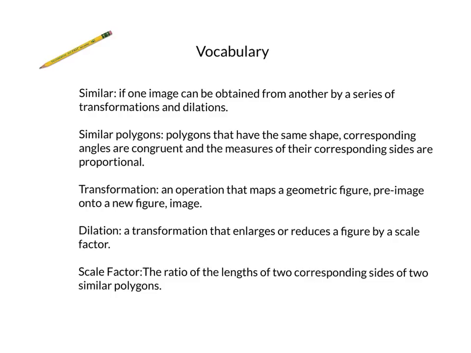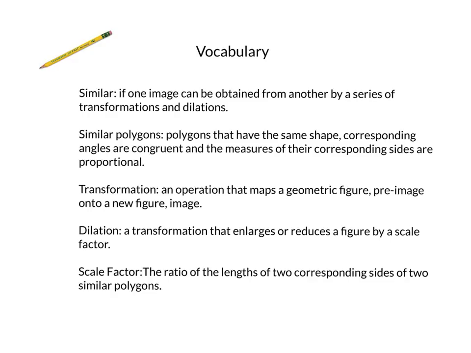A similar figure, or similar polygons, are polygons that have the exact same shape, and their corresponding angles are congruent, but the measure of their sides are different. One might be longer, one might be shorter, but they are going to be proportional to one another. And we're going to talk about what that means to be proportional in a little bit.